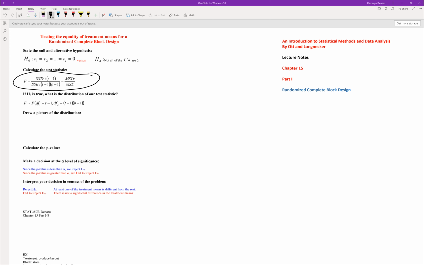Where the numerator is our sum of squares treatment divided by t minus 1, also known as our mean square due to treatment. And then our denominator is the mean squared error, which is our sum of squares error divided by (t minus 1) times (b minus 1). So if H0 is true, then our test statistic should follow an F distribution, with degrees of freedom 1 being the numerator degrees of freedom, and degrees of freedom 2 being the denominator degrees of freedom.